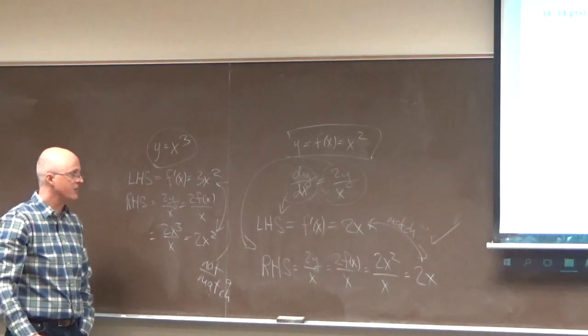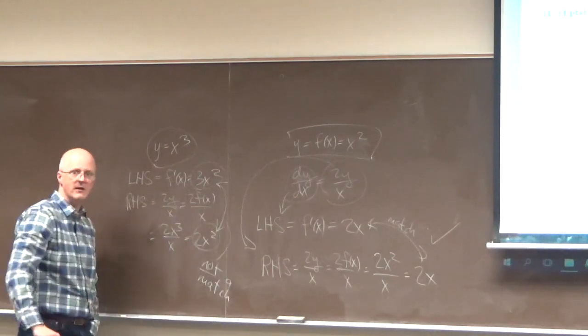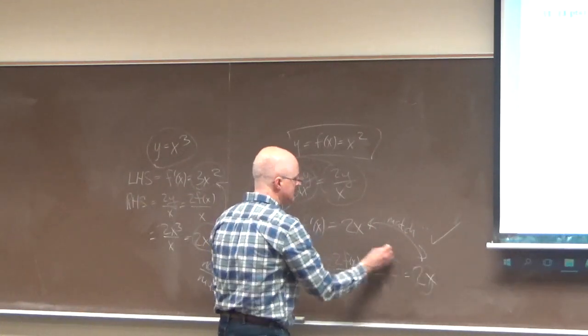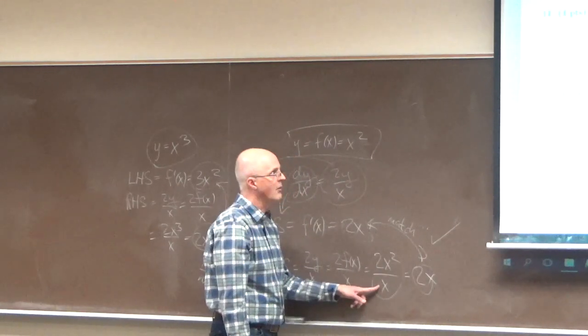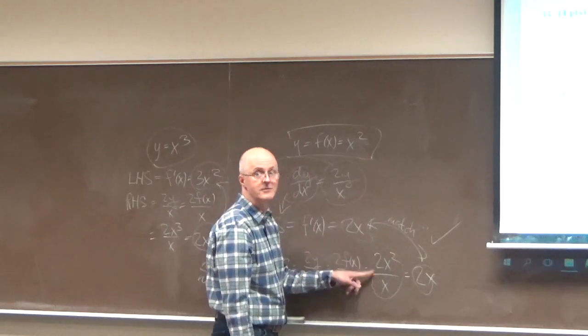They have to be equal for all x where they are defined. Now these are equal when x is 0, but that's not for all x where they are defined. Technically speaking, this one's undefined at 0, so we don't worry about that. These things need to be equal wherever they're defined.